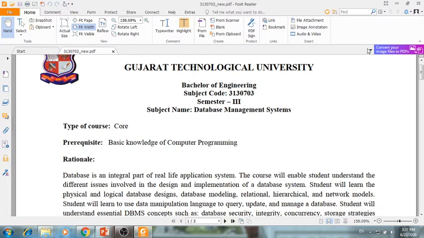I would like to inform you that I am the class coordinator of the PC2 class, that is your class, and I will take the subject Database Management System, which is offered by GTU in the third semester, with subject code 3130703. The Database Management System subject is a fundamental subject, so we can say that the type of course is a core subject. The prerequisite is the basic fundamental concept of computer programming.